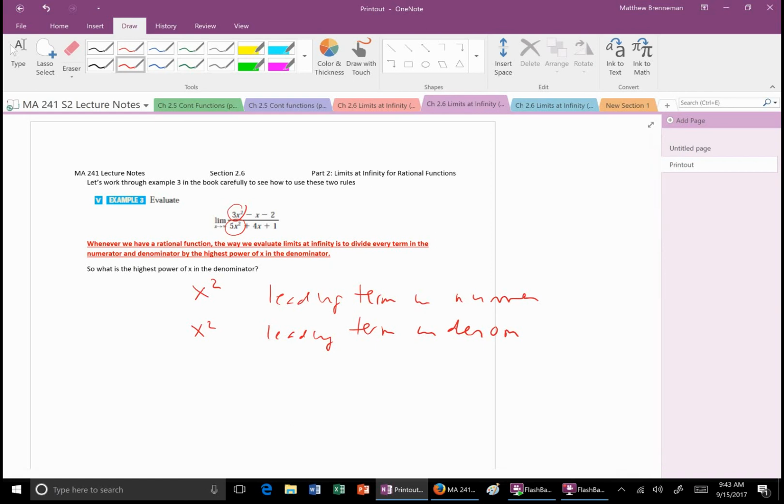I'm just going to ignore everything else. So I'm going to write this like this. I'm only going to put in the leading terms now. The x squareds cancel. My answer is the ratio of the coefficients.